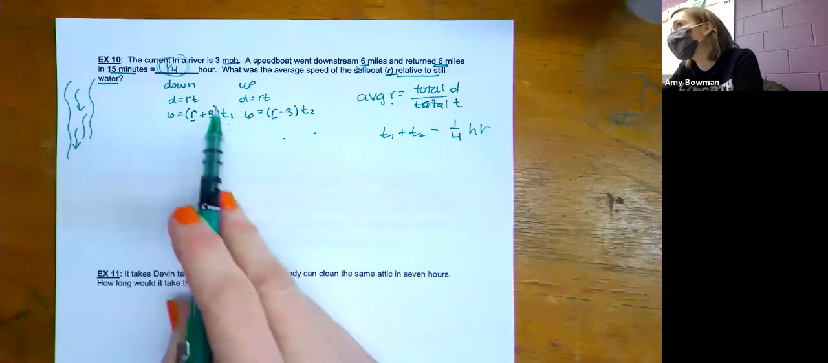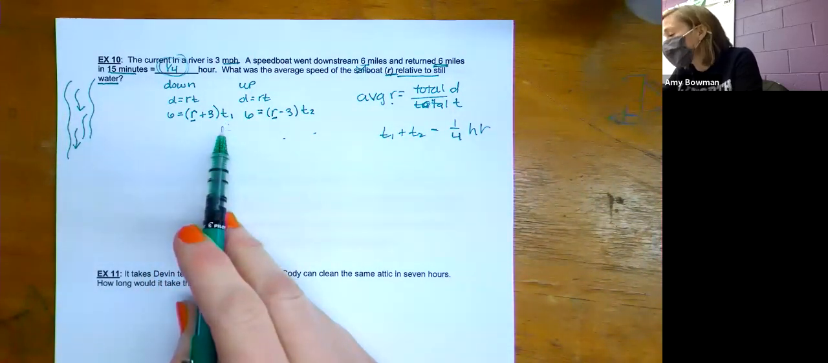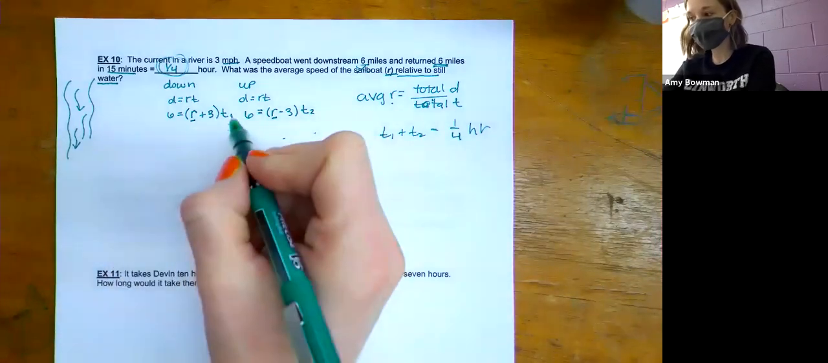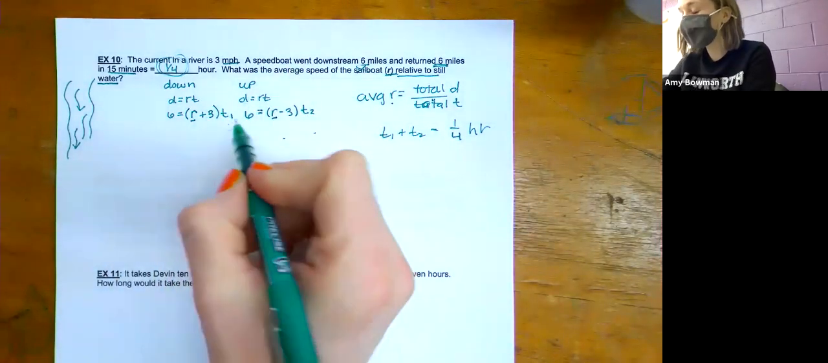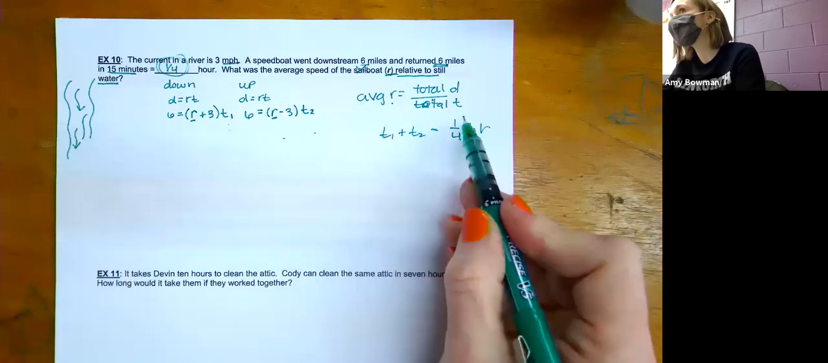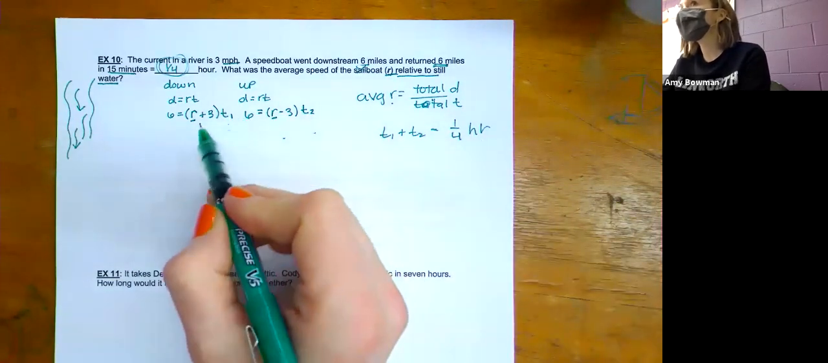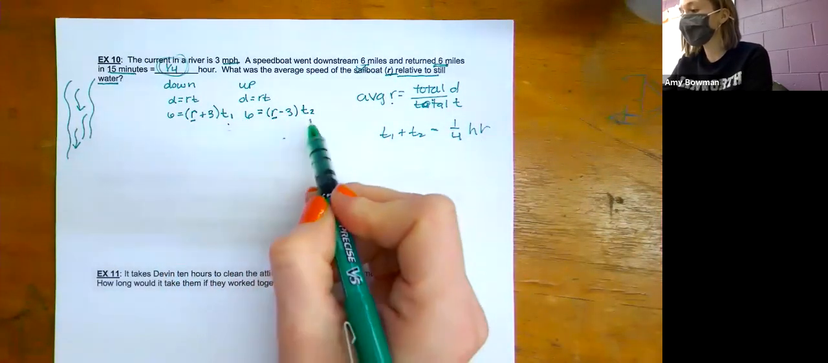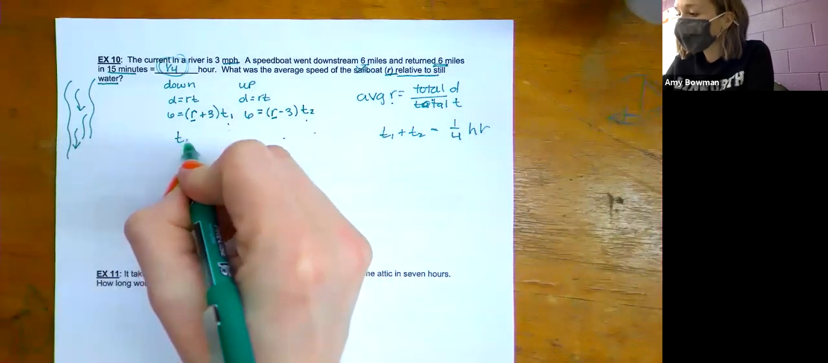Can I solve for T1 here? Yes. If I know the total time is 1/4 of an hour, and I have a relationship with T1 and T2 in it, then we can just do this.